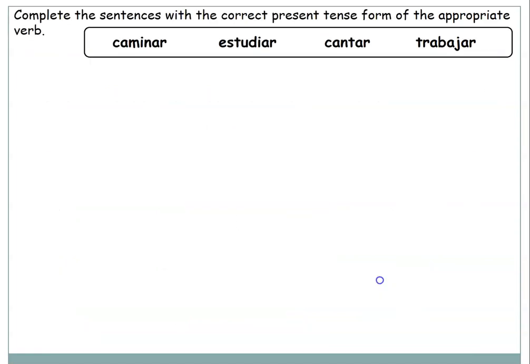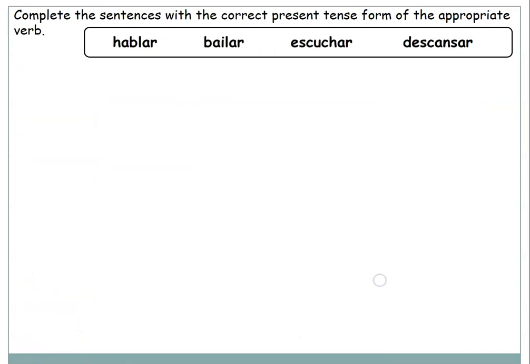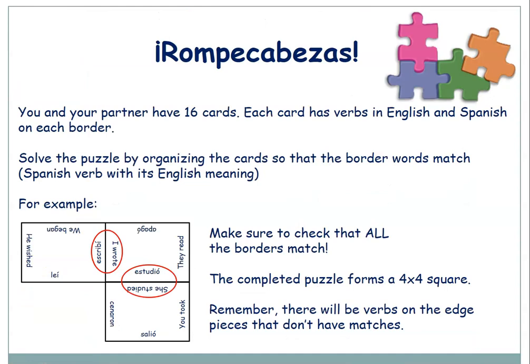Okay? So these are some practice activities, but I'm going to give you these at the end. We already kind of did most of them. I want you to practica, practica, practica.